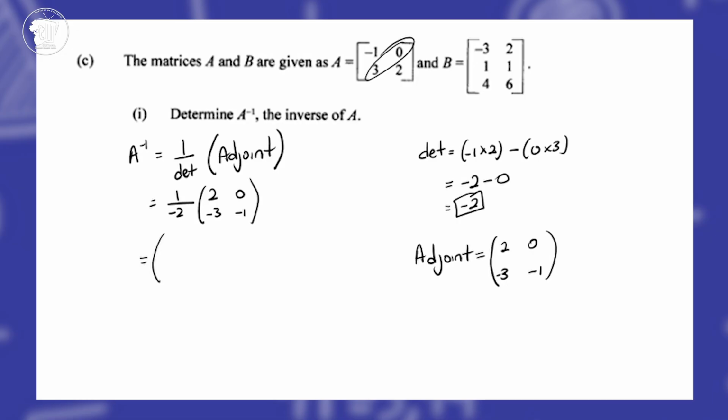So it's negative half multiplied by everything in the matrix. Negative half times 2 would simply become 2 over negative 2. Negative half times 0 would be 0. Negative half times negative 3 would be negative 3 over negative 2. And negative half times negative 1 would be negative 1 over negative 2. We can further simplify: 2 over negative 2 would simply be negative 1. 0 will always be 0. These two negatives cancel out and we're left with 3 over 2. And these two negatives also cancel out and we're left with 1 over 2. So hence the inverse of A is equal to negative 1, 0, 3 over 2, 1 over 2.